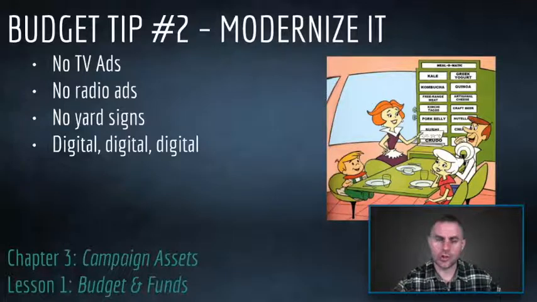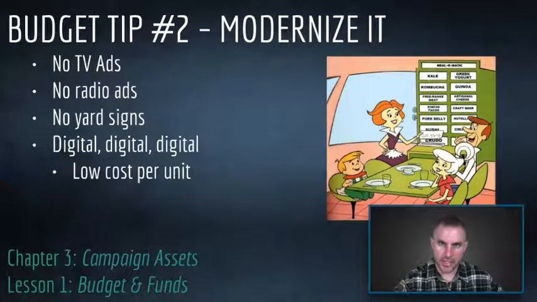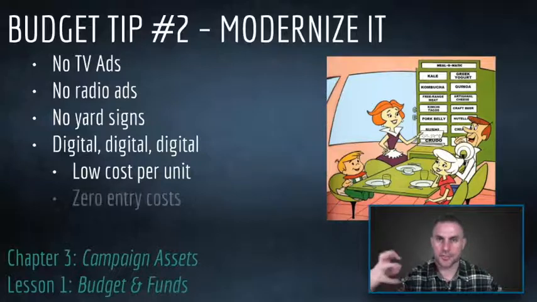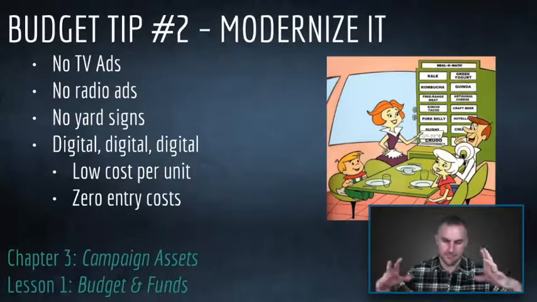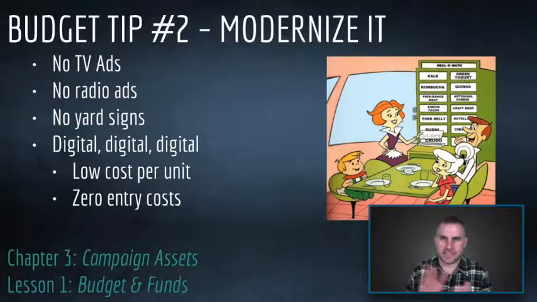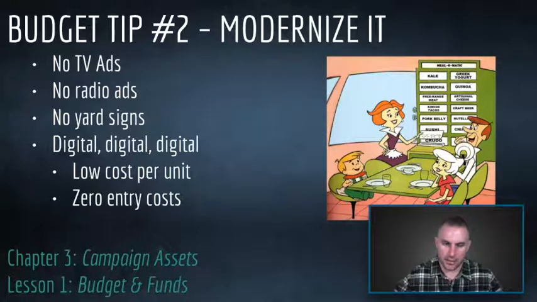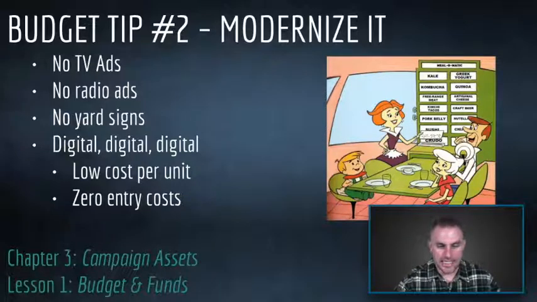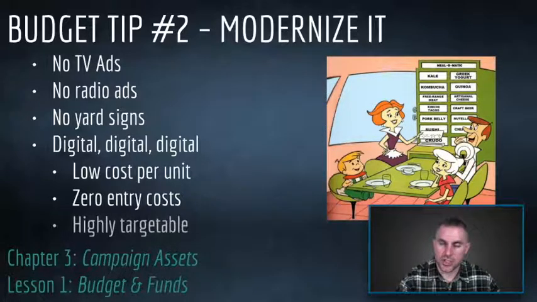So digital, it's low cost per unit. There's zero entry cost. You don't have to be working with a printer that sets up some big form for you that stamps out yard signs, and so you have to give them $1,500 up front or something. There's nothing like that at all. And it's highly targetable. Like I was saying, you can target exact people in exact areas with exact demographics and interests. And yeah, so digital.